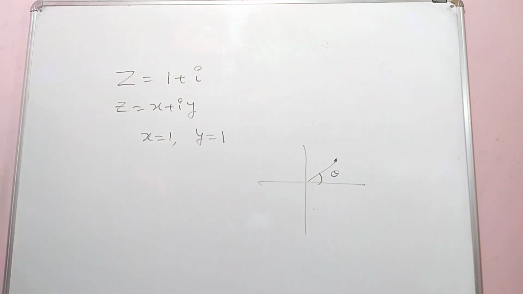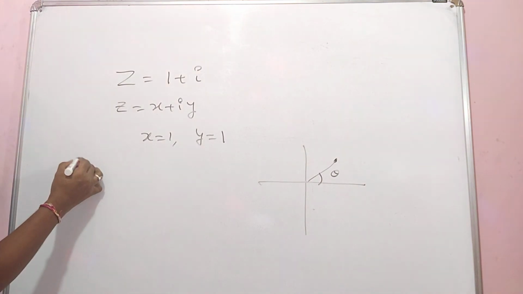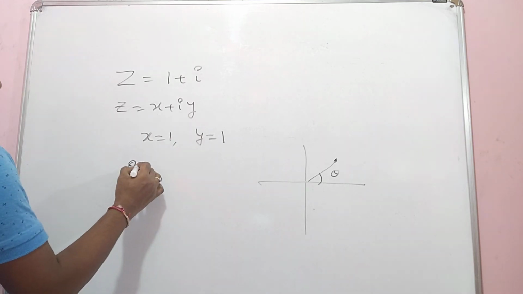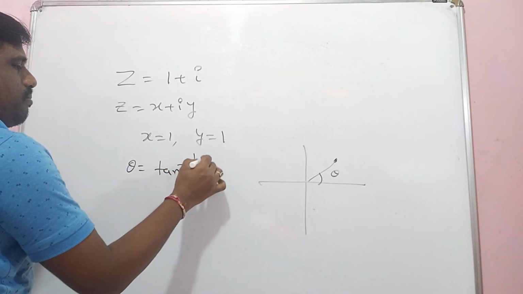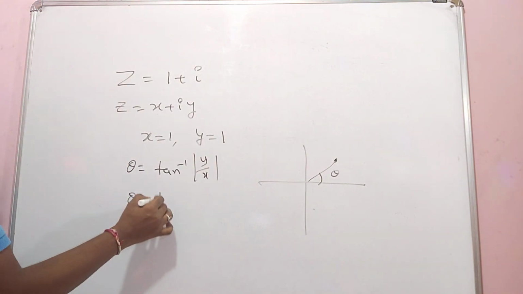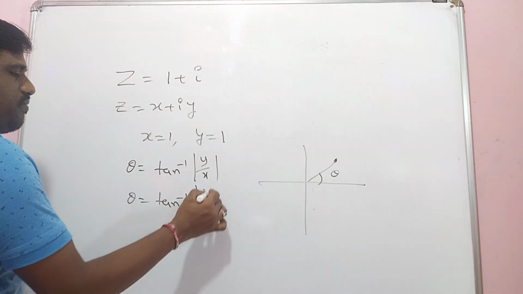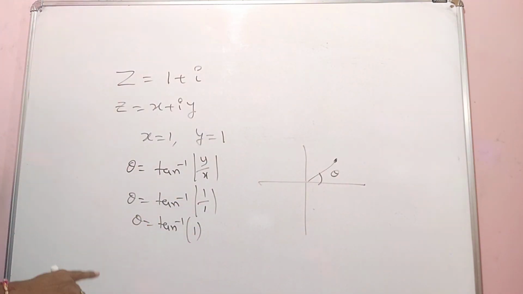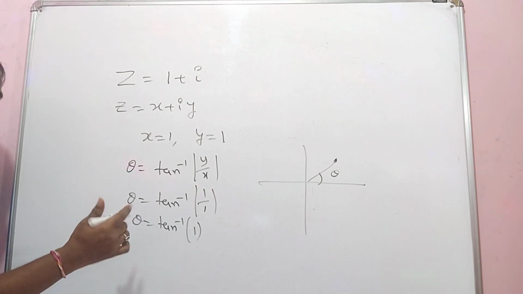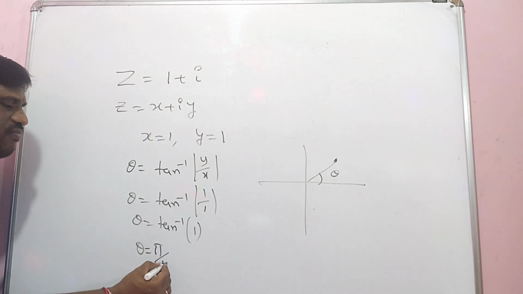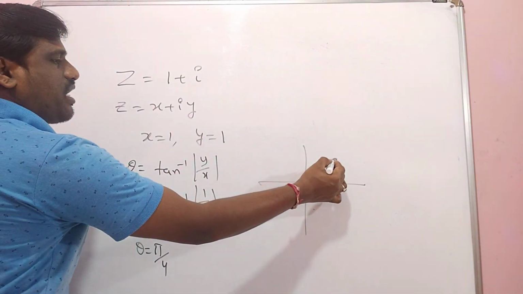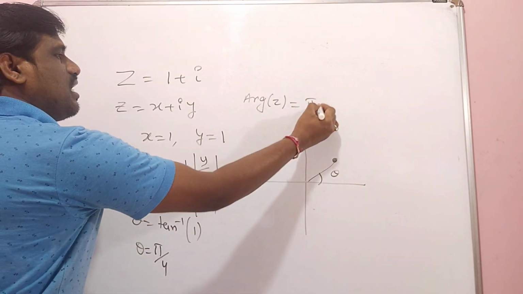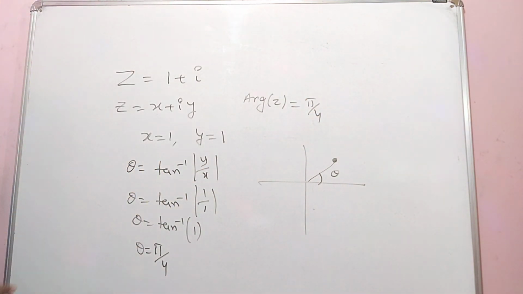So now I can write theta is equal to tan inverse y by x, modulus. So theta equals tan inverse 1 by 1, which is tan inverse 1. That is theta equal to 45 degrees, pi by 4. This is in the first quadrant. So the argument of this complex number is pi by 4, because it is the first quadrant, so theta will be pi by 4.